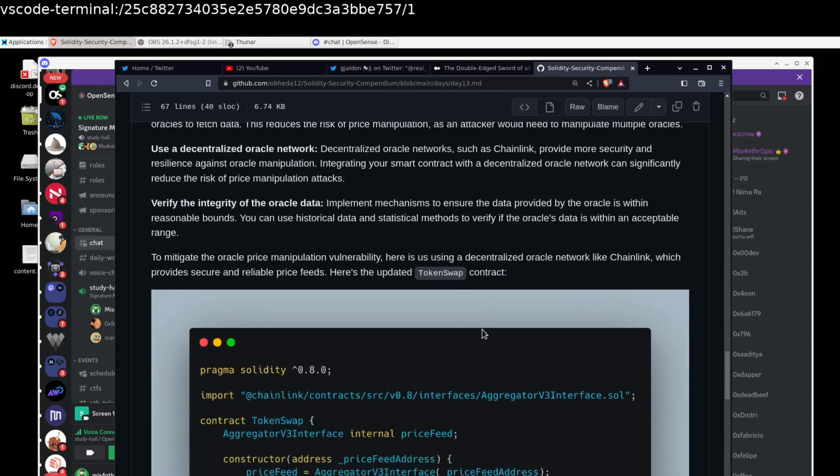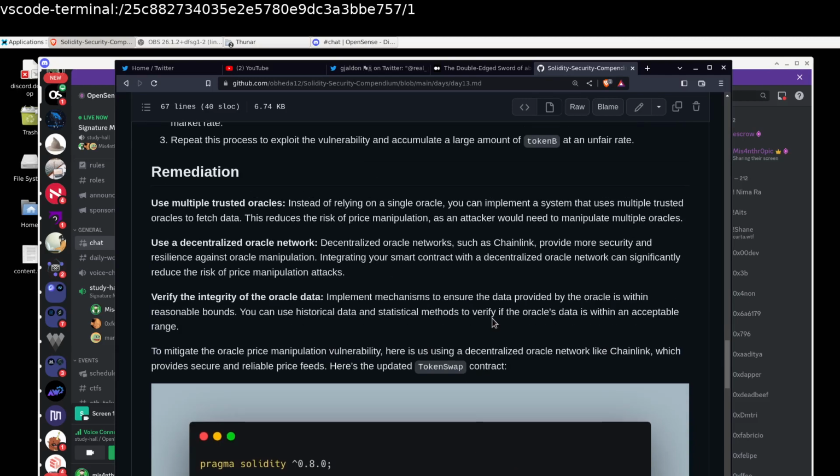Let's take a look at the remediation, because this is an interesting one. How are you going to remediate that, right? How are you going to solve that problem? So what we're talking about here is using multiple trusted oracles. Instead of using just one oracle, we can use several. Use a decentralized oracle network like Chainlink, and verify the integrity of the oracle data.